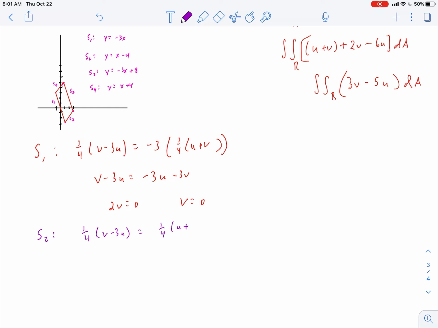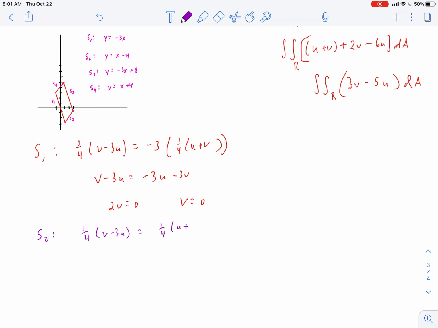All right, so now let's find S sub 3. S sub 3 is y = -3x + 8. So 1/4 (v - 3u) is equal to negative 3 times 1/4 (u + v) plus 8. Again, I want to get rid of that 4, so I'm going to multiply everything by 4.